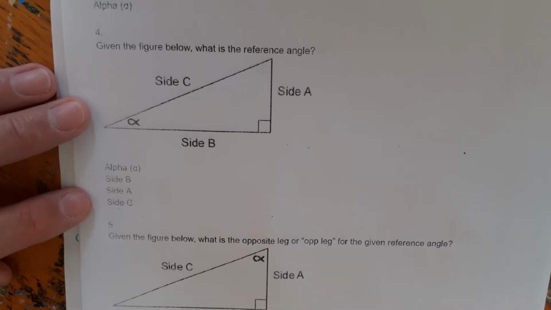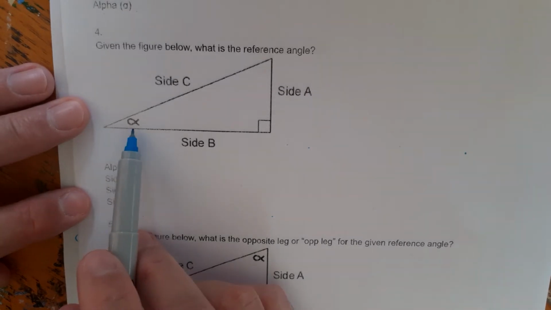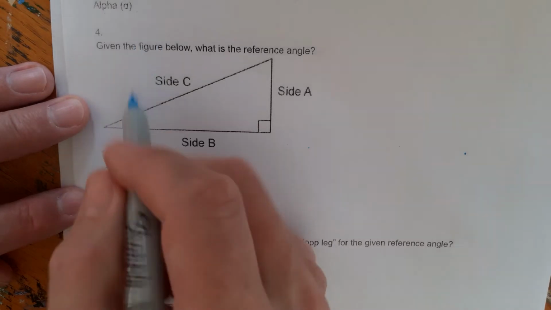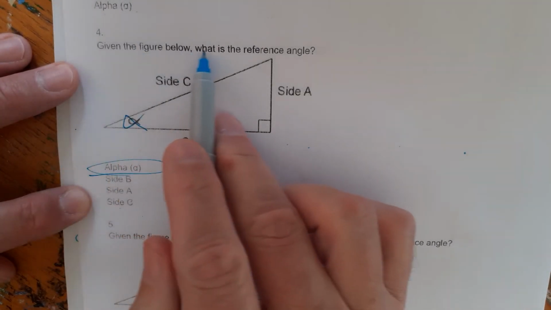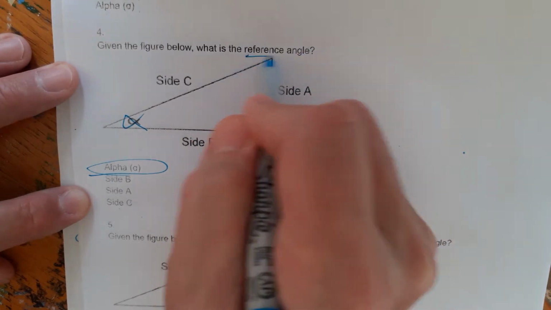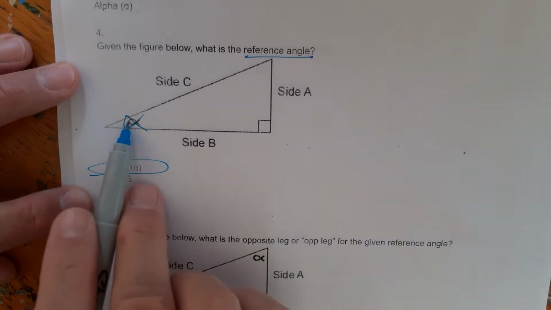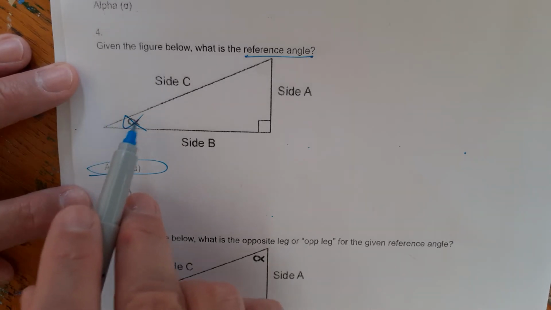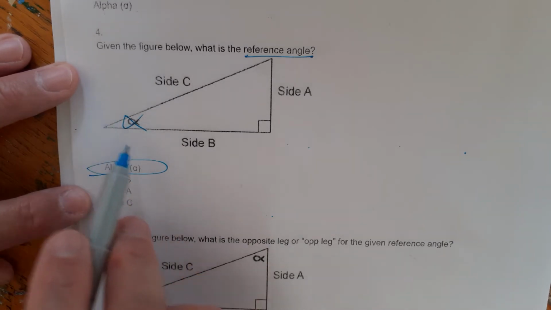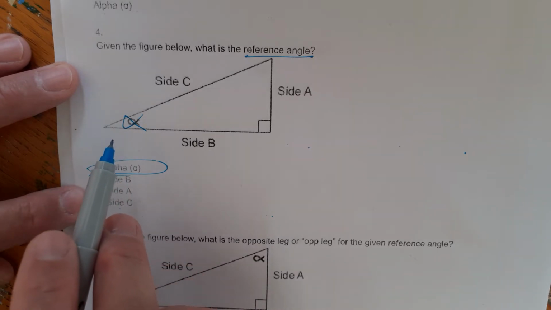Now they're asking us specifically about the reference angle, which we've already been using. We know it's alpha. In this case, we're using alpha as the reference angle. That's all they want to know. Given the figure below, what is the reference angle? And that always stumps students. They're like, how do you know what angle we're talking about? Well, they're going to use some symbol, some way of indicating, and that becomes your reference angle that you're now dealing with or talking about.